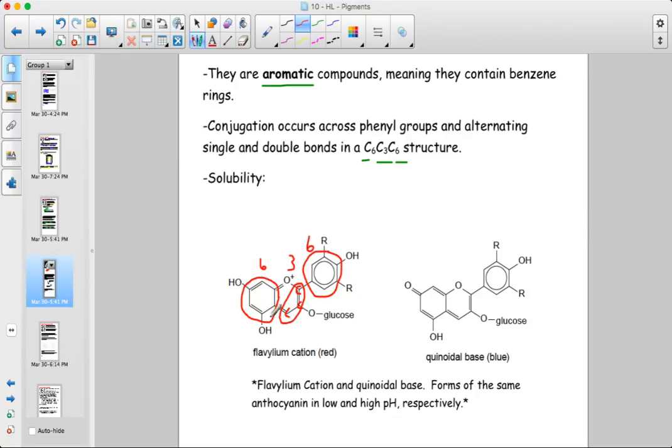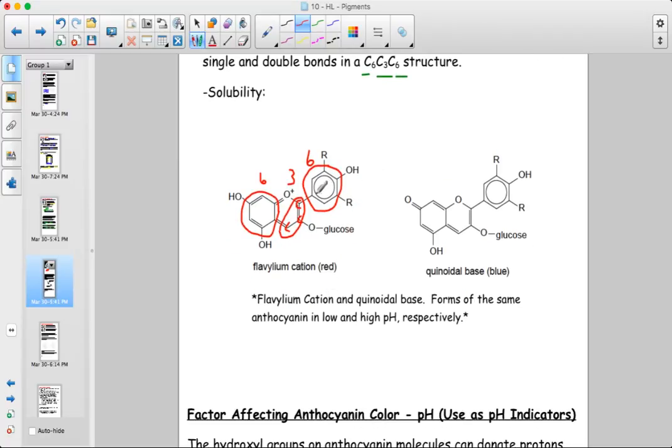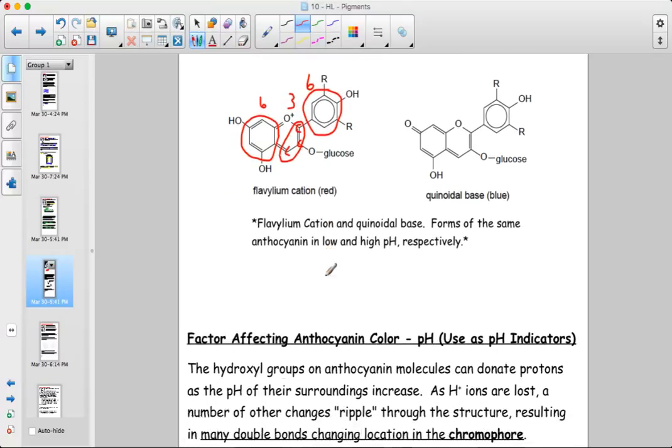And you'll notice that there's alternating double and single bonds throughout, some of which are connected to oxygens, some of which are part of this benzene ring. But that's a highly conjugated system, which gives it the color. These are from the data booklet, and these are 2 forms of the same anthocyanin in different pHs, which we'll talk about in a bit.